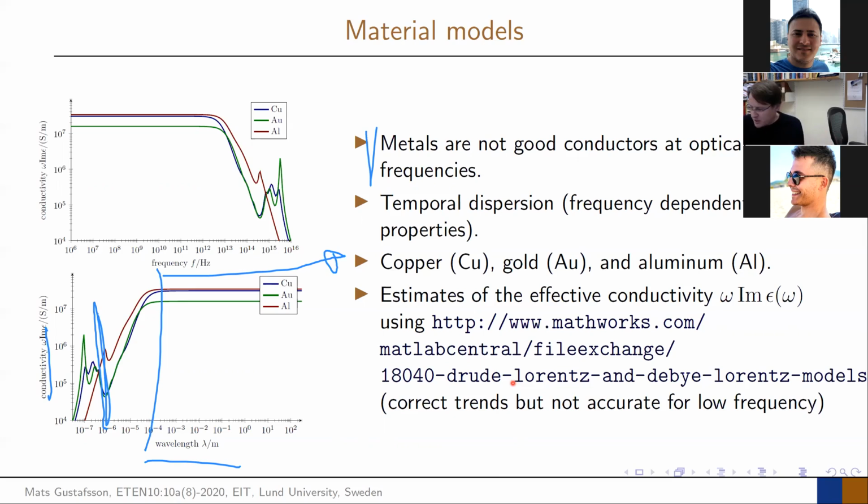One thing you can see is that the conductivity is much lower. Here it is like 10 to the power of 7, 10 to the power of 8. Down here, orders of magnitude lower. So it doesn't really conduct in a good way. And you can also see that it depends a lot on the frequency here. That is called dispersion, or temporal dispersion. The material parameters are frequency dependent.